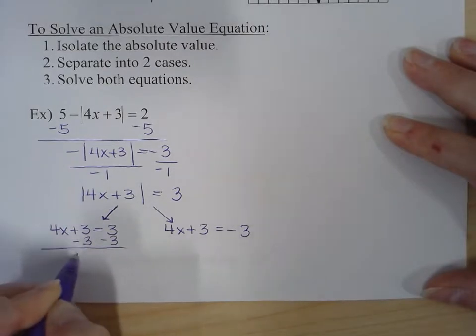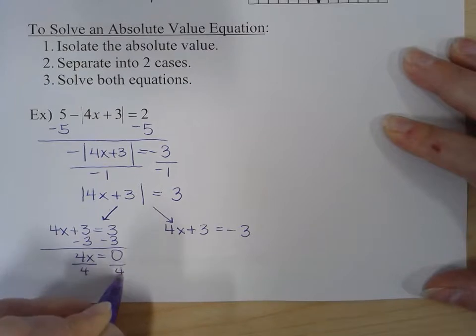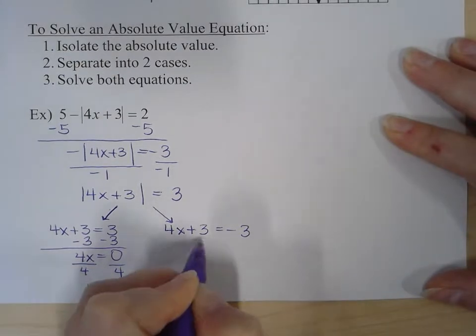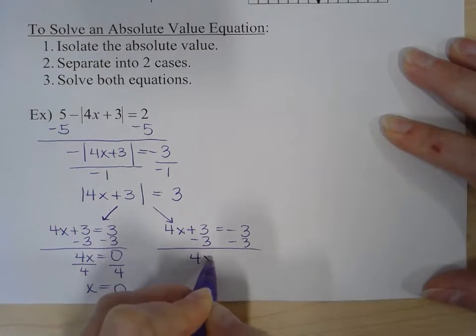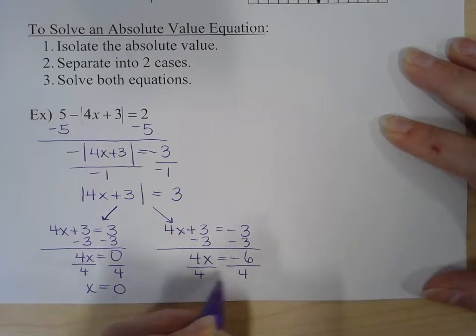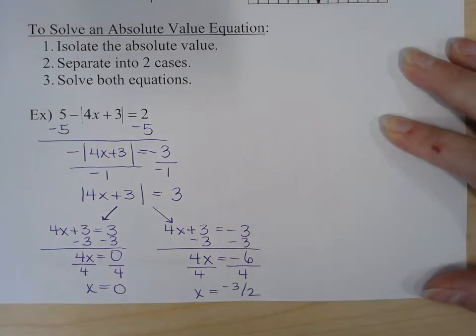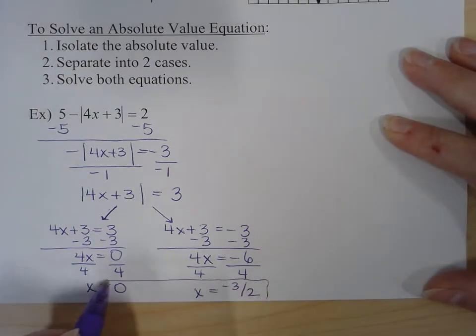So then we would want to solve each of these and get our two solutions. And we would reduce this one to negative 3 over 2. So we get two answers, x equals 0 and x equals 3 over 2.